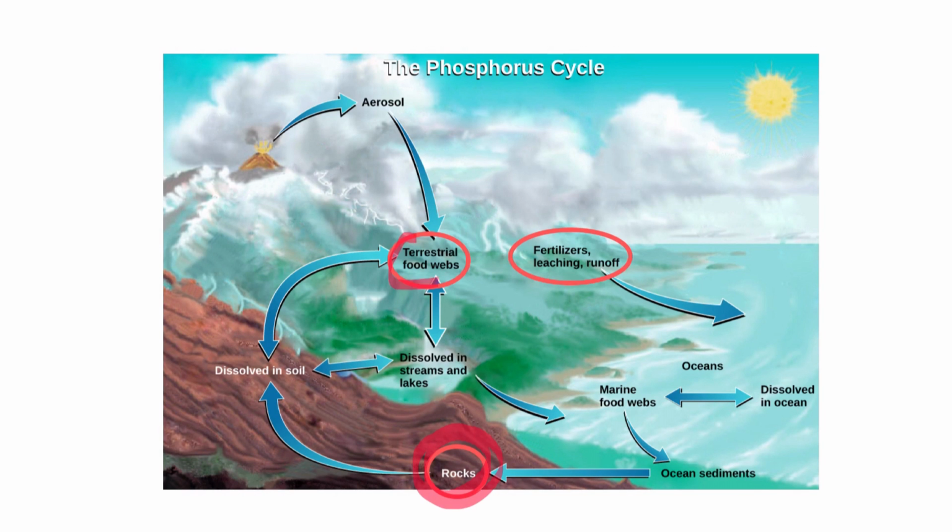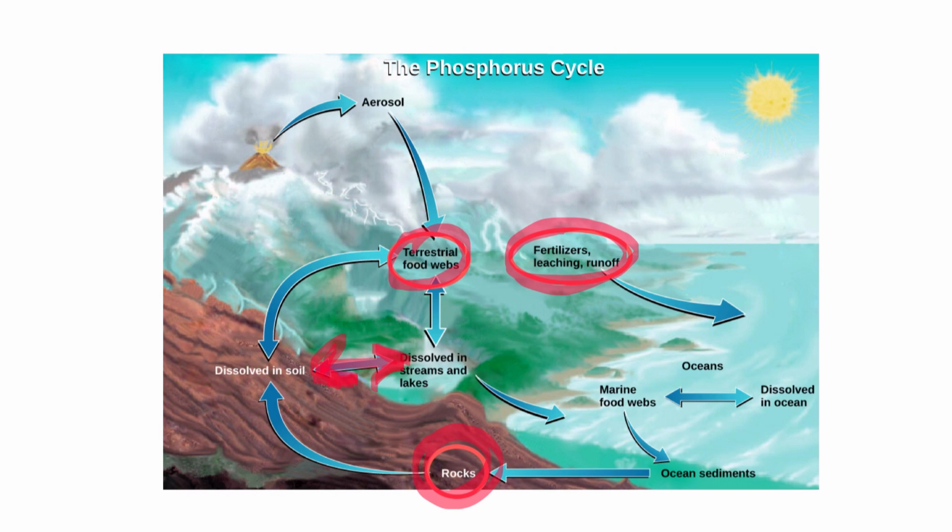and some of it is moving around in terrestrial food webs, and some of it leaches into aquatic systems through fertilizers or through runoff. The majority of phosphorus on the planet is in rocks, and so there's very little of it moving around at any one time. So some of it gets dissolved into water bodies, and other parts of it get moved into the rocks.